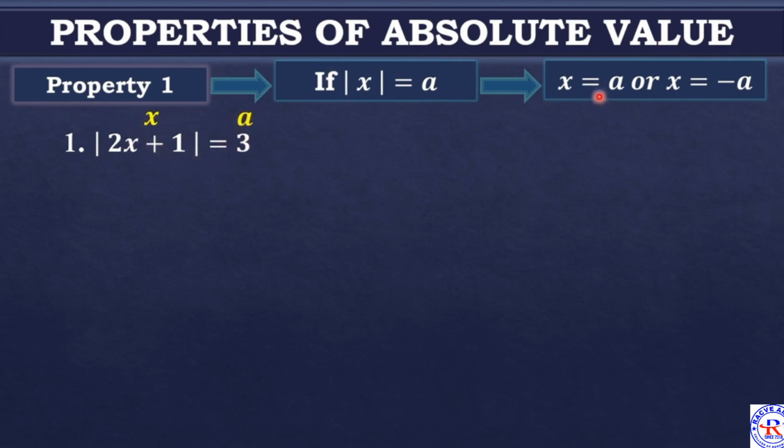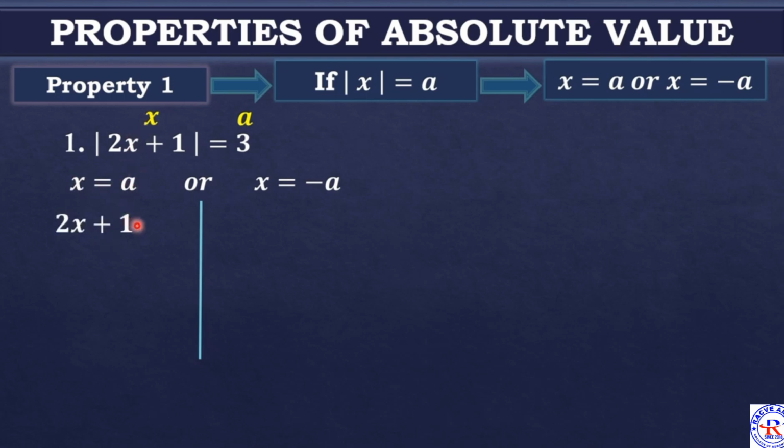Kasi susundan natin ito. So, yung first natin, x is equal to a or x is equal to negative a. So, wag po mali dito. Ito lang ang susundan. Now, na-identify mo na yung x at a mo. Kung ano yung nasa loob ng absolute value, that is your x. Kung ano yung nasa labas, that is your a. Okay? So, yung first natin, x is equal to a. So, ano ba yung x? 2x plus 1 is equal to, ano yung a mo? 3. So, is equal to 3. Okay? So, ganun lang kasimple.